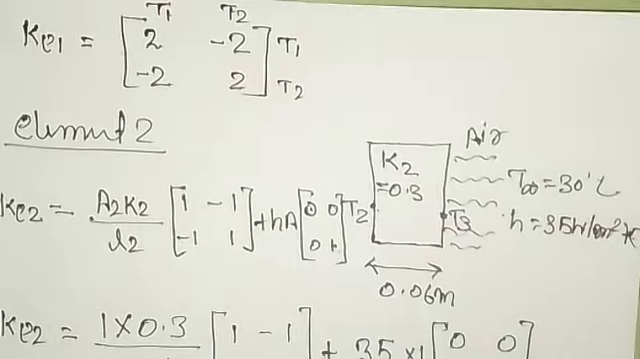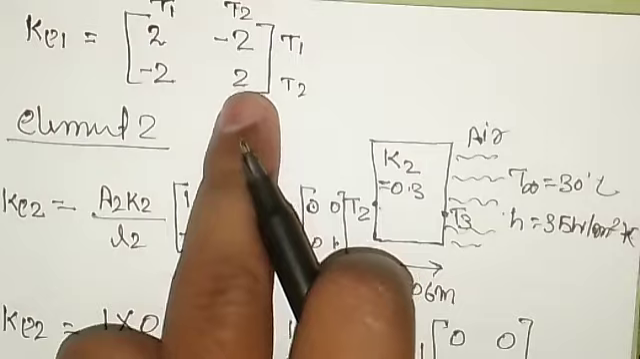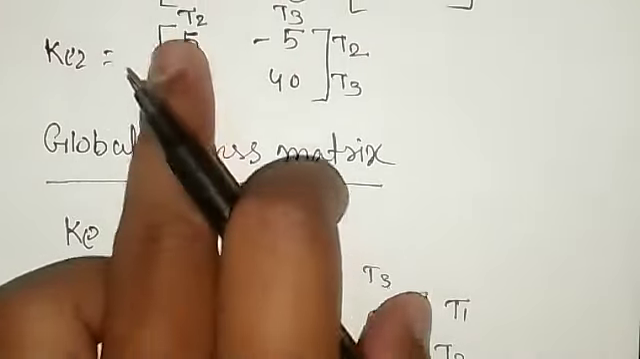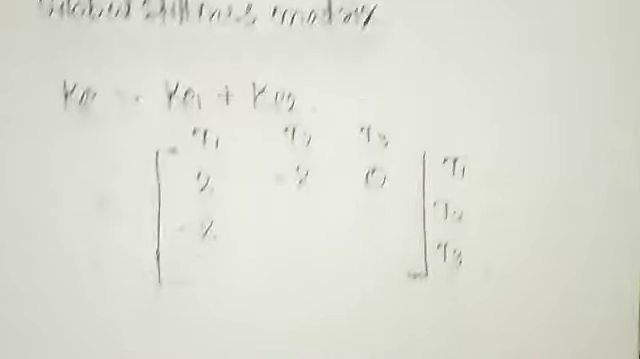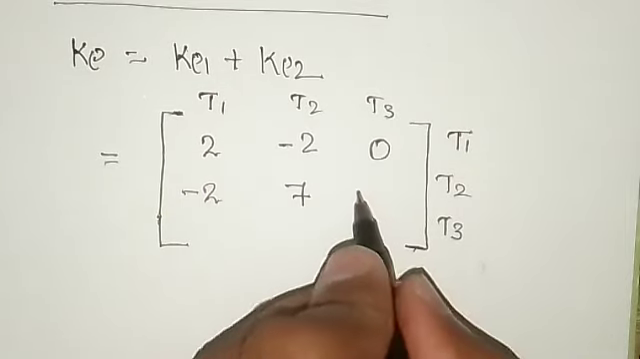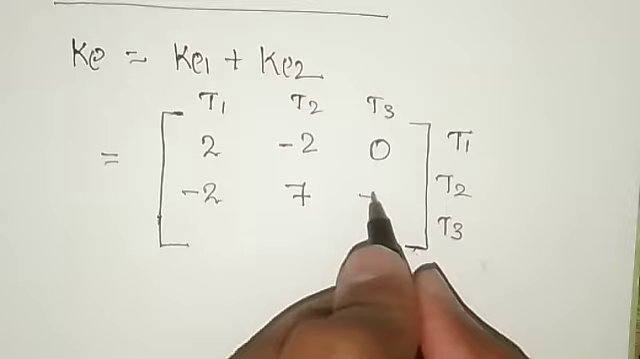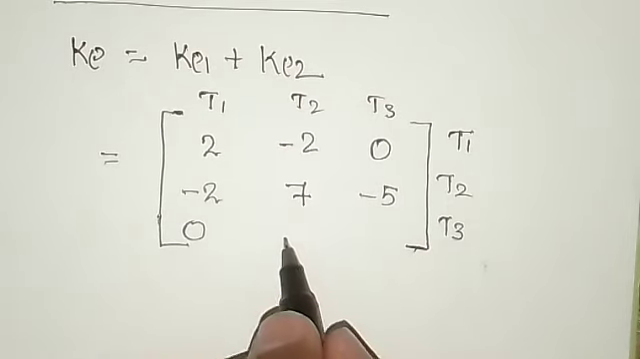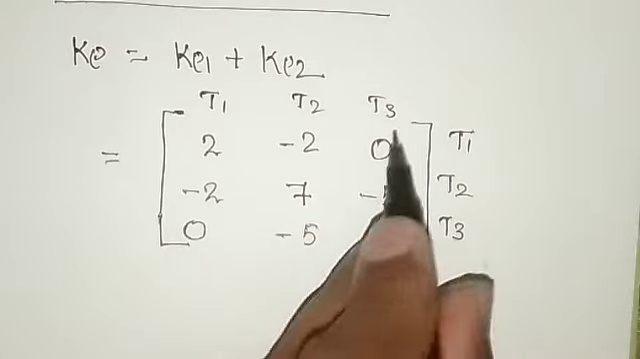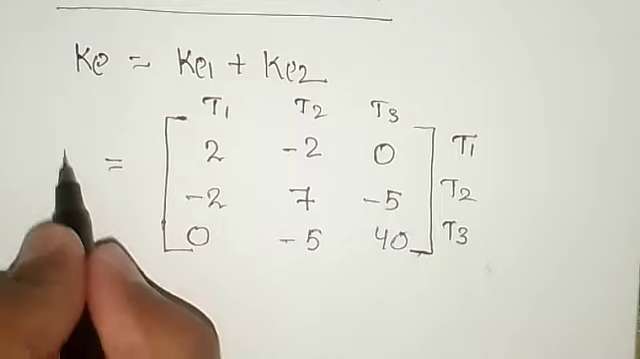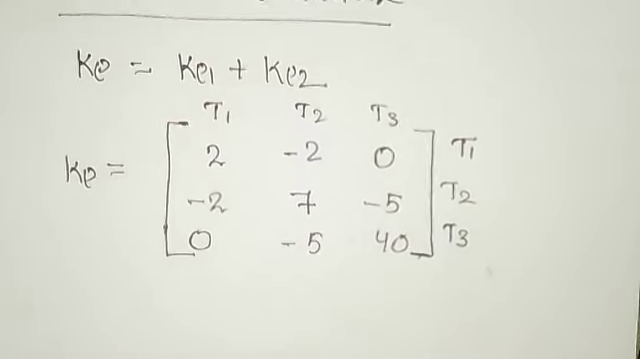This is the KE1. For entry 2 2, it is 2 here, and in KE2 we also have a 5. So this 5 and that 2 will be added, and this is what you have, a 7. Entry 3 2 is minus 5. We don't have a 1 3, so it will be 0. Entry 2 3 is also minus 5, and 3 3 is 40. So this is the global stiffness matrix we got, that is K.